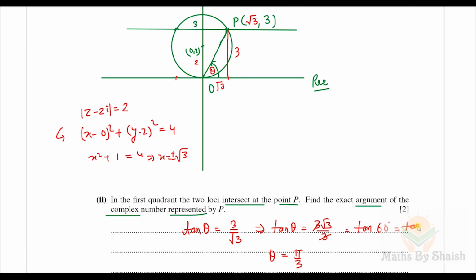We can write it in both, but we'll write it in radians. So the argument is theta, that is pi by 3. I hope it is clear. So that's it for this video. We'll discuss the last 3 questions in the next video. Thank you so much.